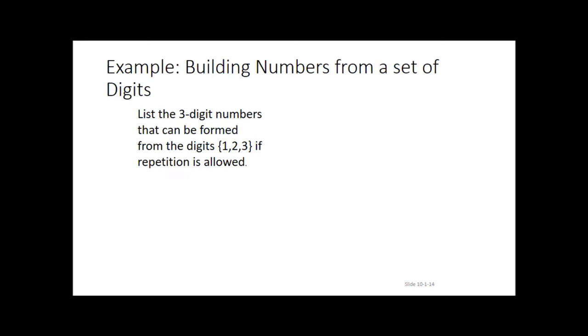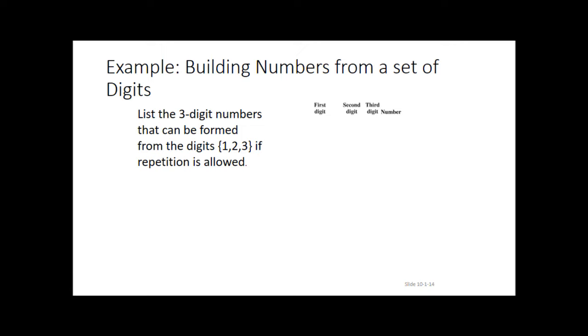So here's a scenario where we have a 3-part task, building numbers from a set of digits. We're asked to list the 3-digit numbers that can be formed from the digits 1, 2, and 3 if repetition is allowed. That's an important statement because if repetition is not allowed, for example, we would not be including the number 111.